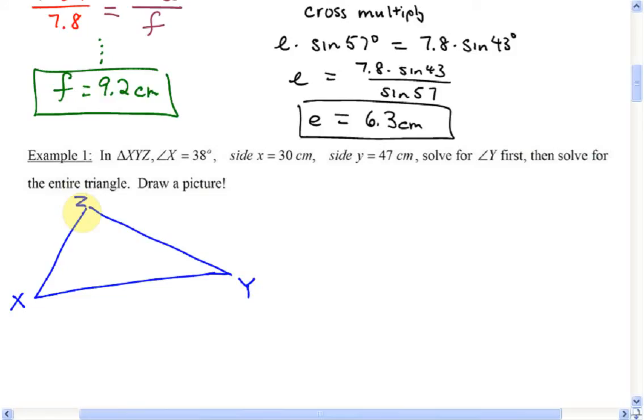What else do we know? It says angle x is 38. So on your picture here, where you see angle x, put in 38 degrees. It said side x.